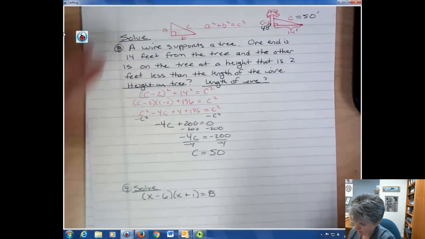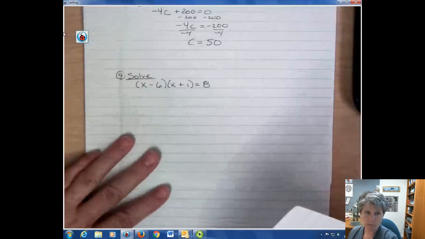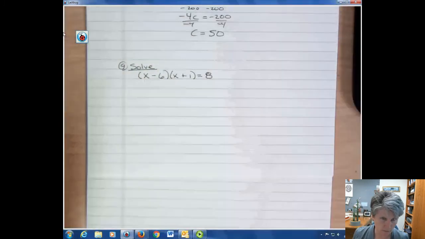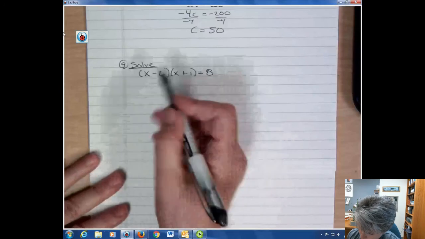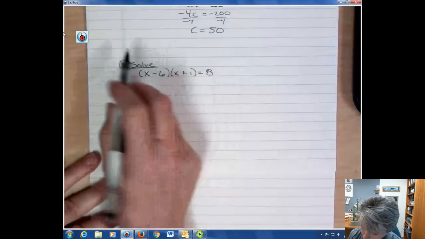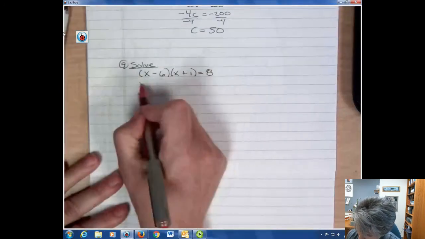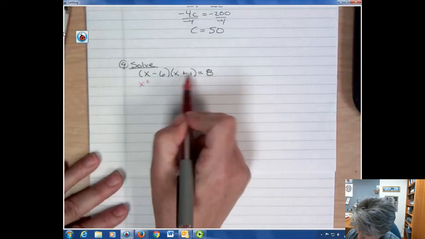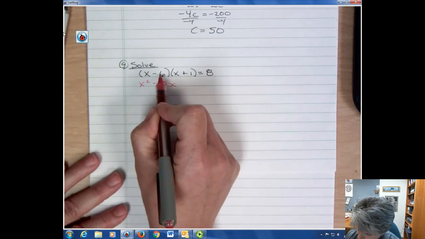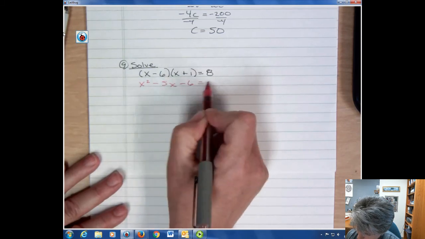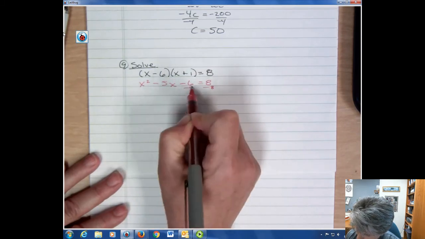Okay, and the last one, number 9, is solve an equation. That's a quadratic equation. It should have 2 solutions, but in order to solve it, I need to set it equal to 0. So first I need to FOIL this. x times x is x squared. Minus 6x and plus 1x is minus 5x. Negative 6 times 1 is negative 6. And then I'm going to subtract 8 from both sides.